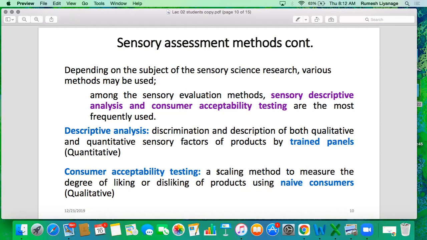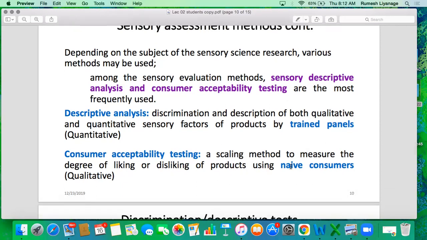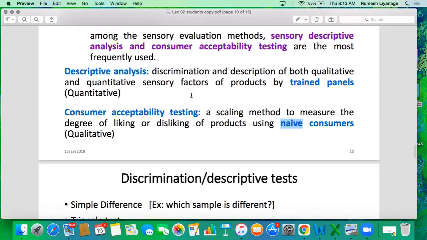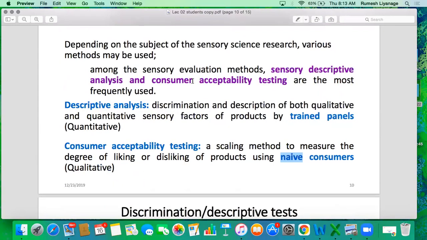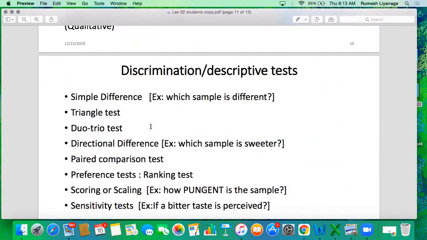Native customers, it means this should be native consumers, right? Native means the consumers available in the society. They are not trained or semi-trained, right? So there are two methods, descriptive and consumer acceptability, right? It is very important.